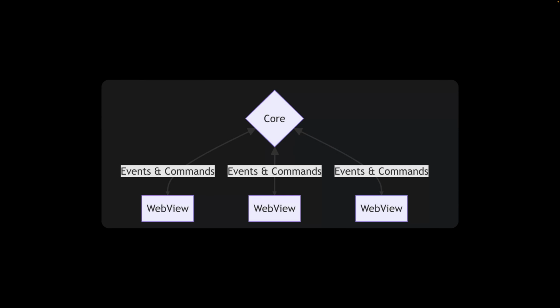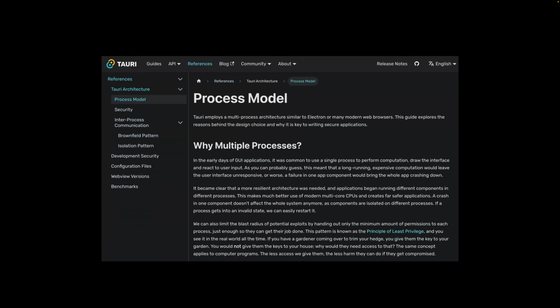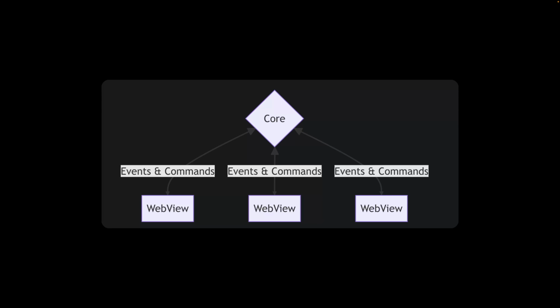In previous videos, we talked about basic project setup and window customization. In this video, we will start writing some Rust code with Tauri commands. This is Tauri's process model. You can read more details in the documentation. This figure illustrates a high-level design of the process model and inter-process communication.